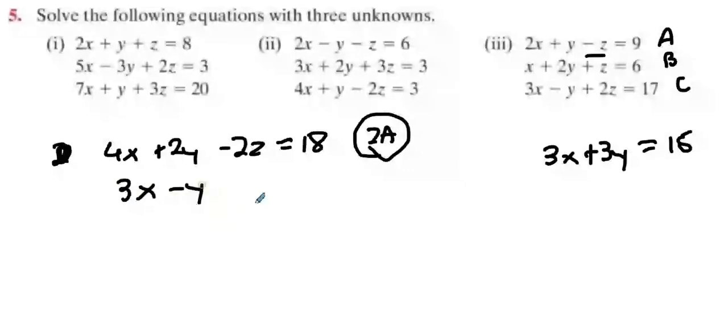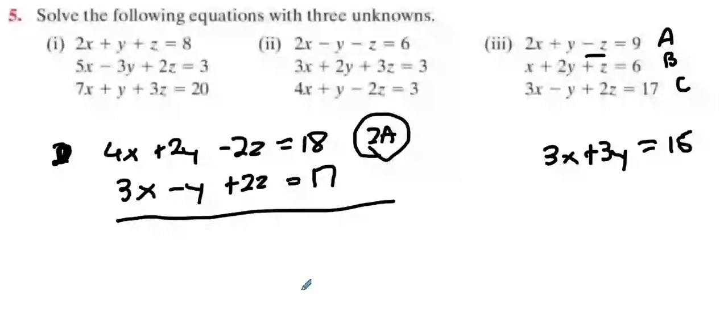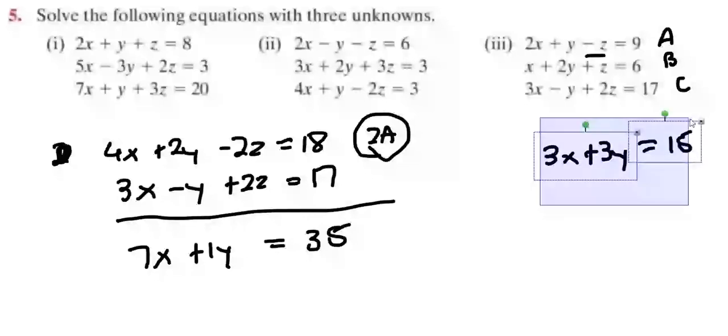3x minus y plus 2z equals 17. Now what do you do? Add down: 7x plus 1y, then 0 equals 35. What was our arrangement again? We get rid of the y, we find out what y is, and then we find out what x is. All right, so look, we'll stick true to that.